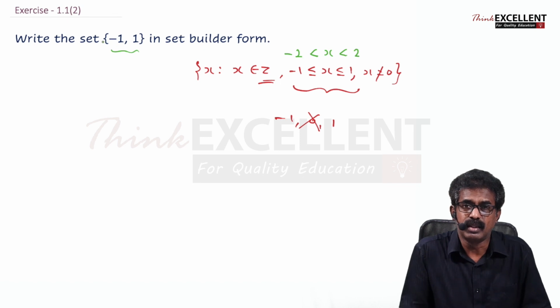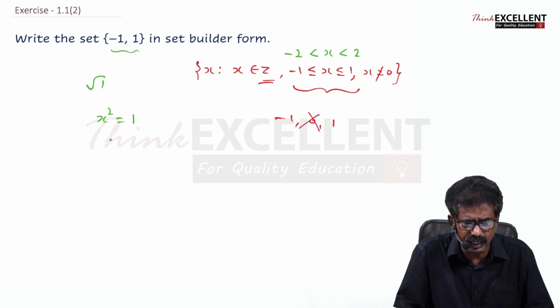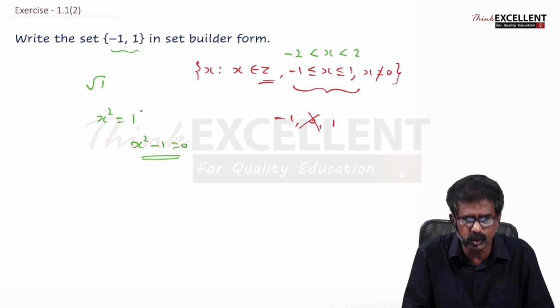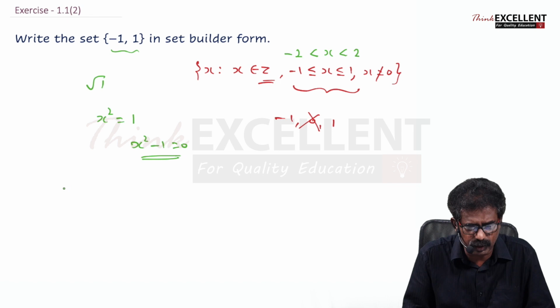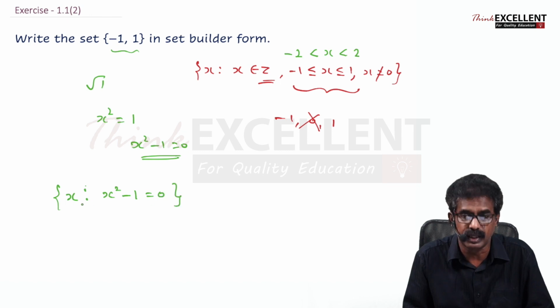So minus 1 and 1, these are the roots of 1. What is root 1? Plus or minus 1, right? So if I take x square is equal to 1 and solve, x is equal to what? Plus or minus 1. So you can write it as an equation, x square minus 1 equals 0. If you solve this, you will get these two. So set of all x such that x square minus 1 equal to 0. Even this is enough.